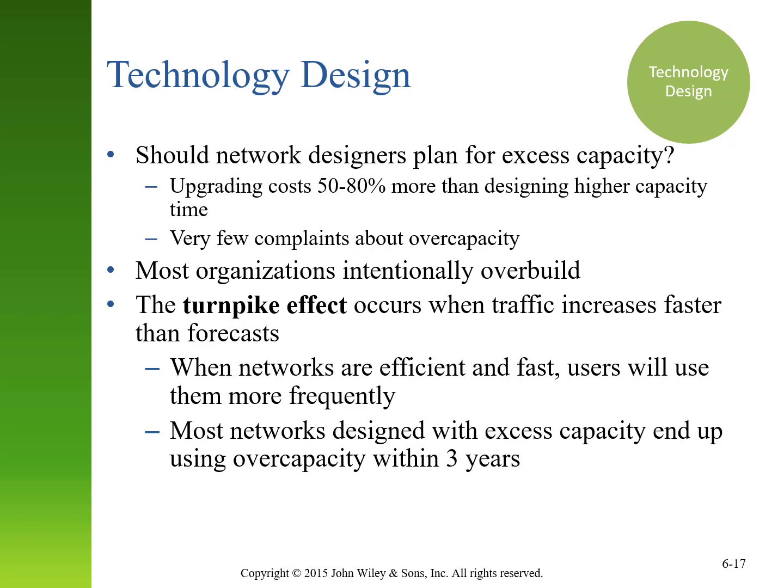Also, very rarely have you had a user complain that they have too much bandwidth and their network is too fast and too efficient. But you certainly have lots of complaints if the reverse is true. Finally, we have historically seen what's called the turnpike effect, where as you increase the amount of bandwidth available to your users, they tend to use it up. So if you build a particularly efficient and fast network, users will find a way to use that network and take full advantage of the capacity that you've built for them. Most network designs use up their excess capacity within 3 years.